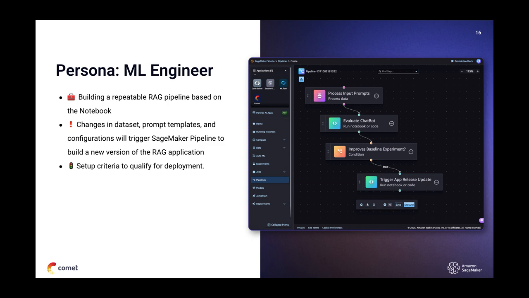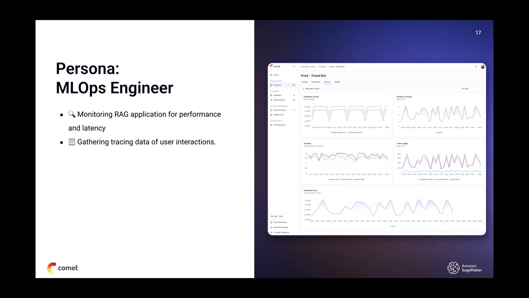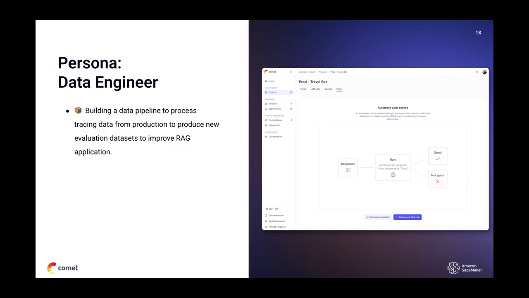And then finally, maybe setting up some criteria to qualify a model for deployment into a production environment. If you're an MLOps engineer, again, some different things may be interesting. So you can use OPIC to monitor the RAG application for performance and latency. So think about extending this notion of evaluations to some questions or information or data that your GenAI app is seeing in production. And then maybe gathering all of that tracing data of user interactions to do things like updating the data set, monitoring health, and so on and so forth.